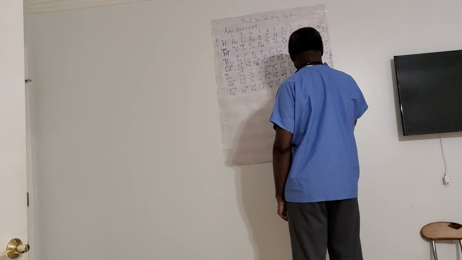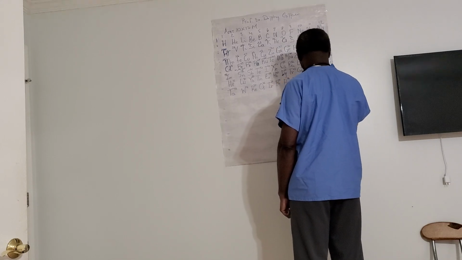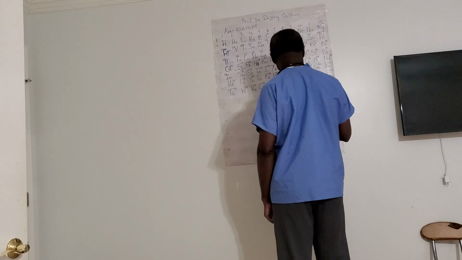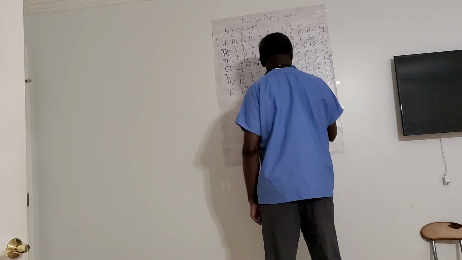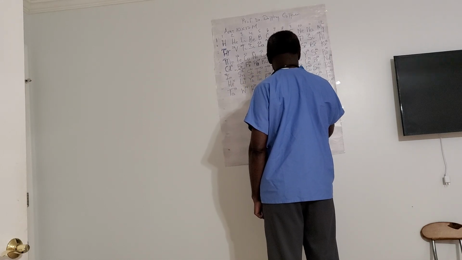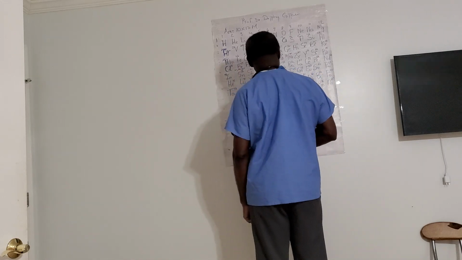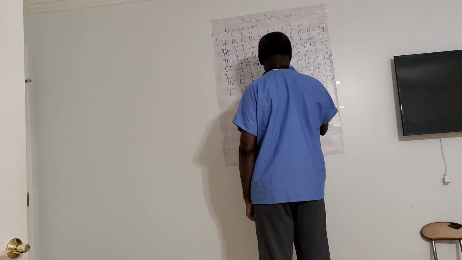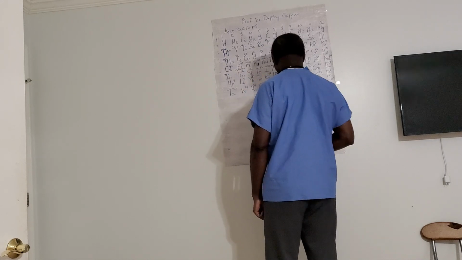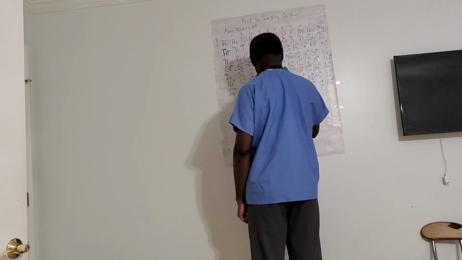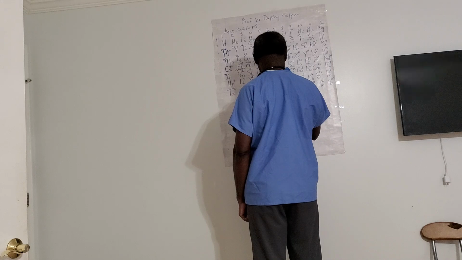88 radium. 89 actinium. 90 thorium. 91 protactinium. 92 uranium. And the atomic weight of uranium is 238.